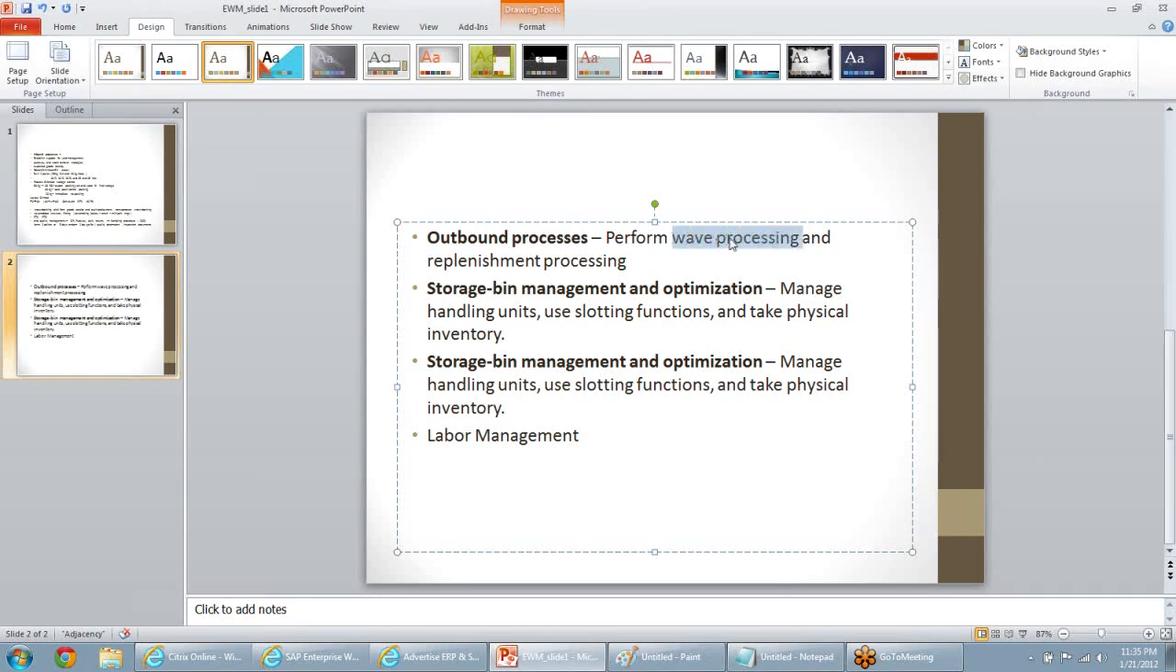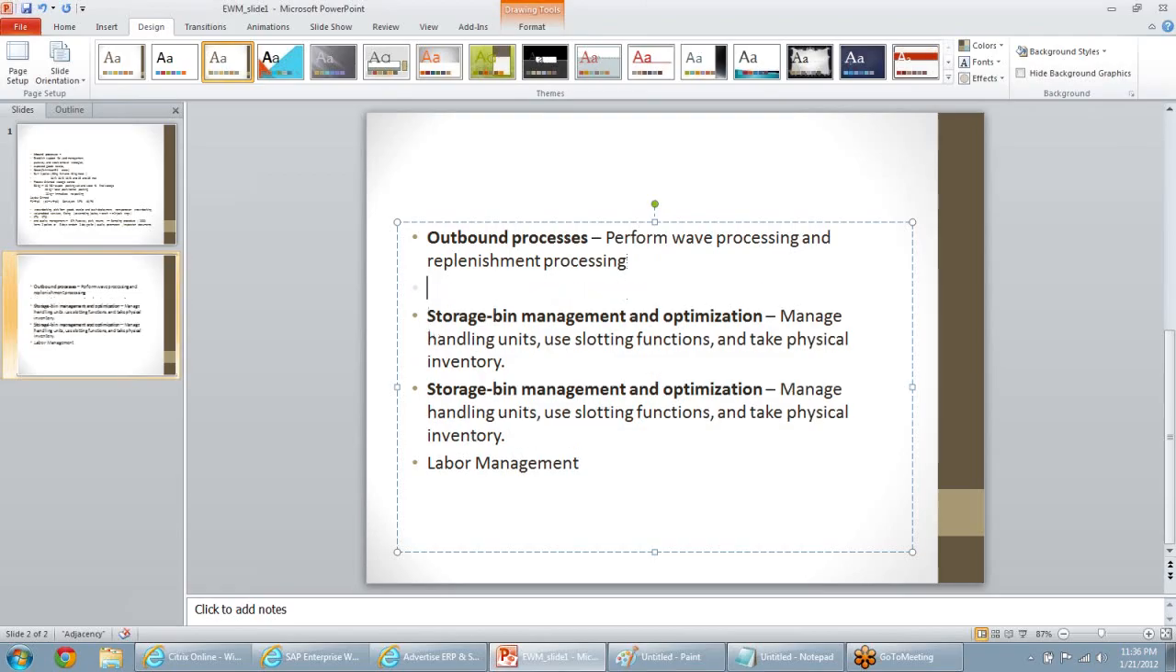So my software should support wave processing, and it should also support replenishment. Suppose one of my warehouse workers tries to pick a stock, but unfortunately the stock is not available in the bin. My system should automatically start the replenishment from the high-level rack storage. So it should start the replenishment processing.